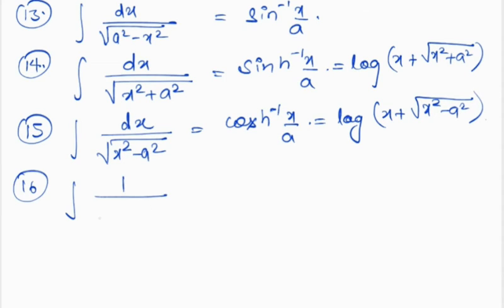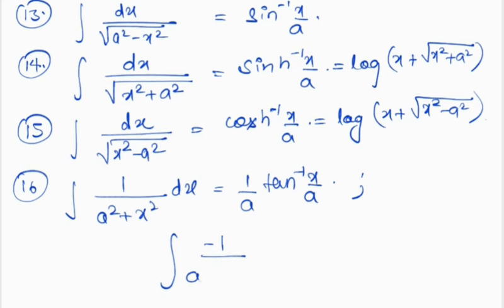Integration of 1 by a square plus x square dx is equal to 1 by a tan inverse of x by a, and integration of minus 1 by a square plus x square dx is equal to 1 by a cot inverse of x by a.